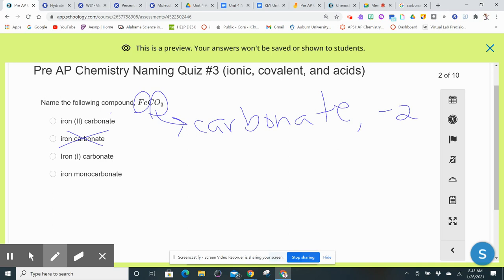Why do I have to have a Roman numeral for the iron? What kind of metal is it? Transition metal. So I have to put a Roman numeral. So 2 is out. That's the wrong Roman numeral, and we never use prefixes with metals. So it has to be this one. Okay?